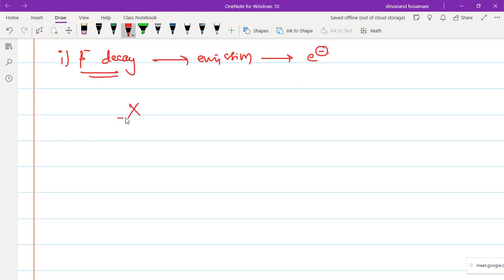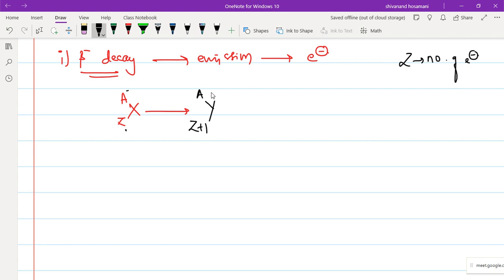So for example, some nucleus has atomic number Z, mass number A. If it is going under beta minus decay, beta minus decay means one electron will be emitted. What is the meaning? A does not change, but Z changes. Z is nothing but number of electrons or number of protons in the nucleus. If it goes under only one electron decay, beta minus decay, then the element will change to Z plus one.